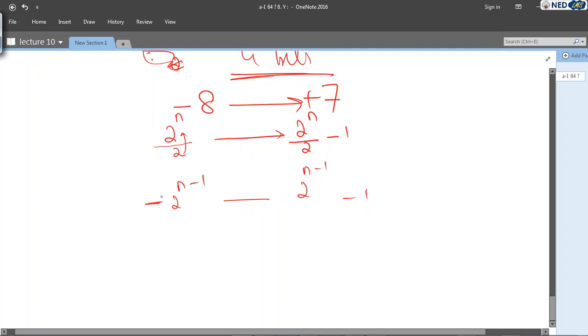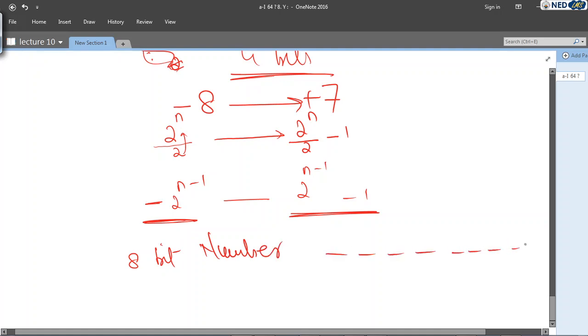So the maximum positive negative number, sorry, the minimum possible negative number would be from this to this. So let's say we had an 8-bit number. In an 8-bit number we have 8 bits. So if we are talking about an unsigned number, it will go from all zeros to all ones.